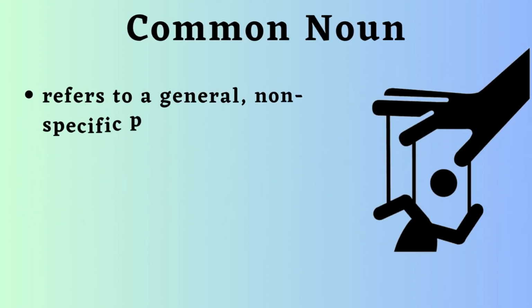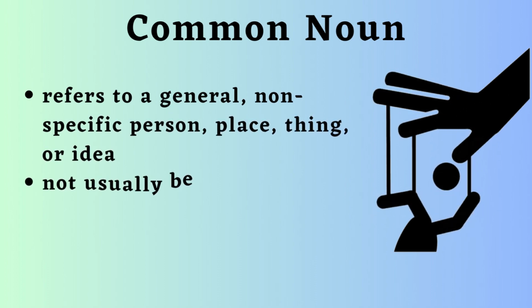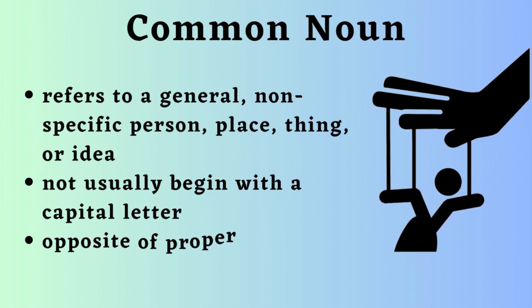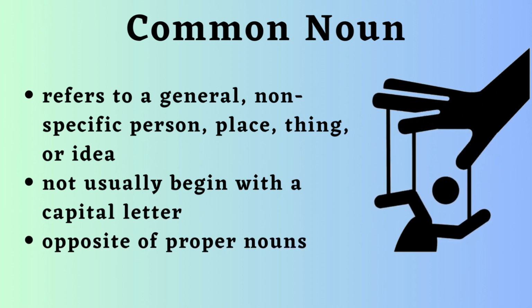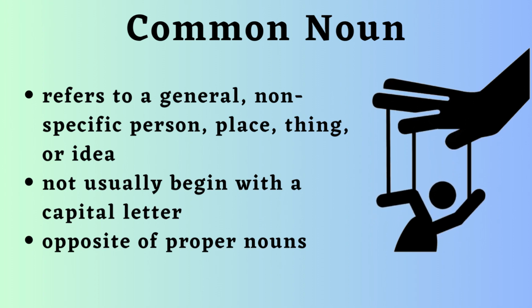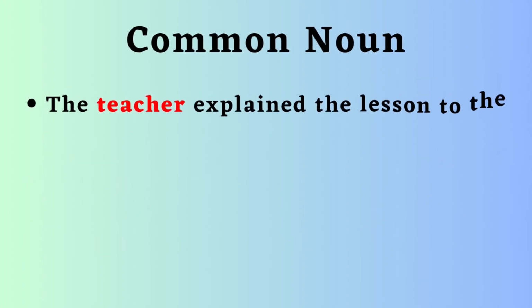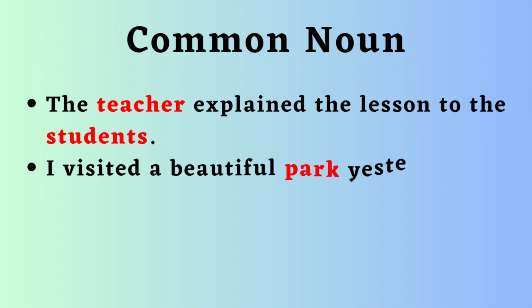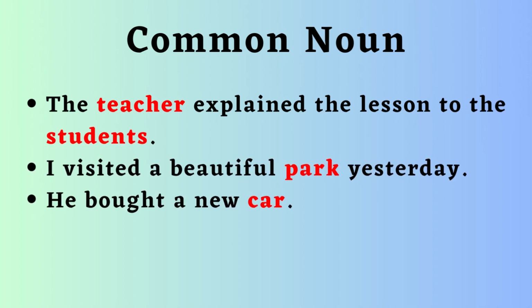A common noun is a type of noun that refers to a general, non-specific person, place, thing, or idea. It does not usually begin with a capital letter unless it is at the beginning of a sentence. Let's explore some common nouns with some examples. To say a person, like teacher, doctor, student. For example, the teacher explained the lesson to the students. Here, the common nouns are teacher and students.